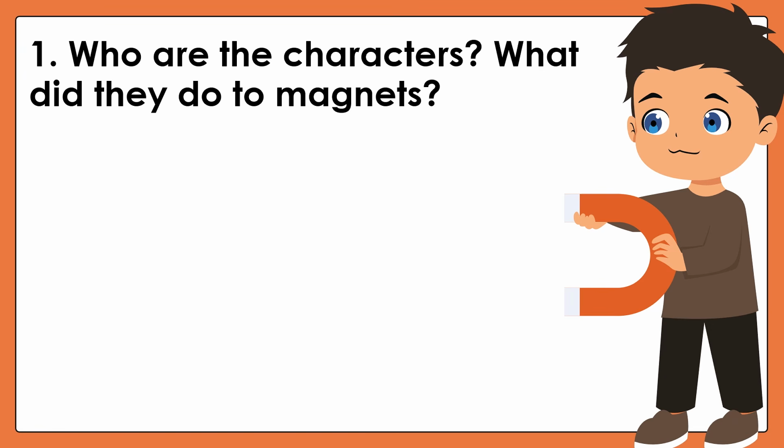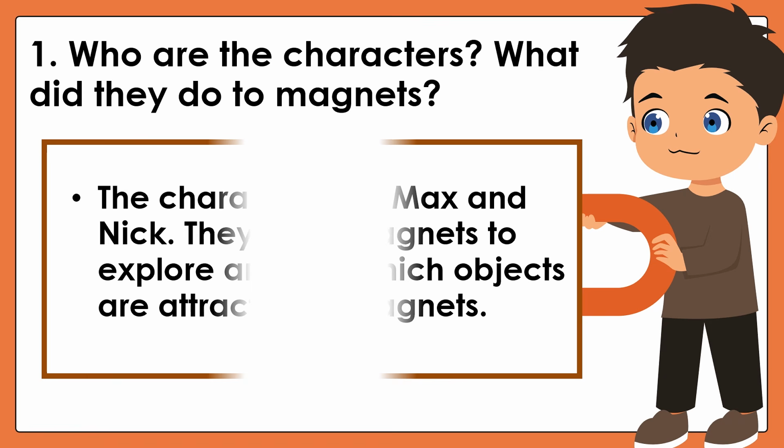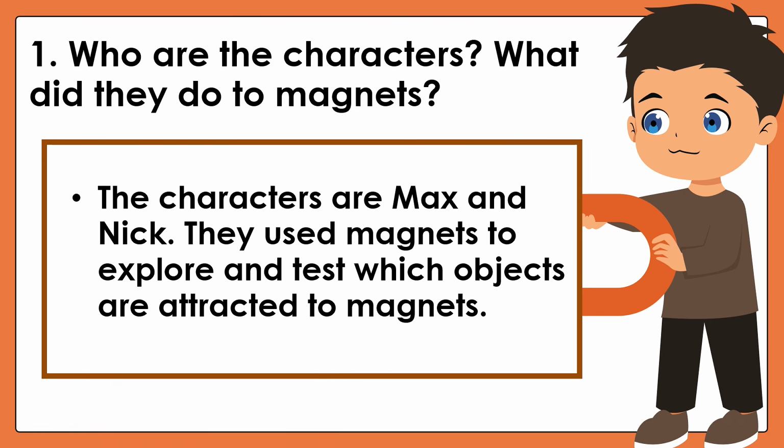Let's answer. Number 1, who are the characters? What did they do to magnets? The answer, the characters are Max and Nick. They used magnets to explore and test which objects are attracted to magnets.